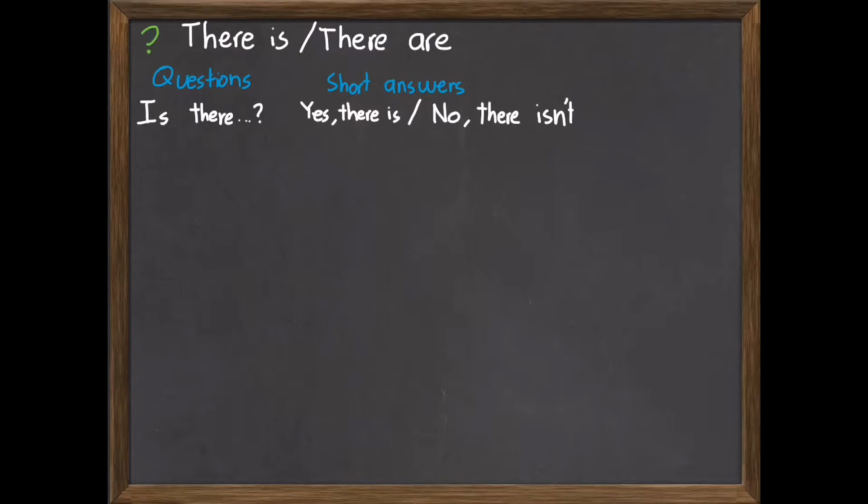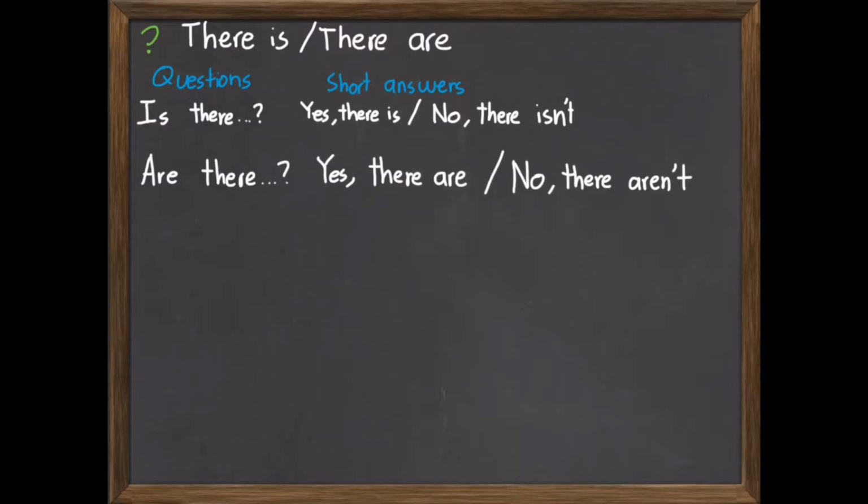Now for plural nouns, we ask, are there? Are there 2 trash cans in the classroom? Are there any children in your family? The short answers could be, yes, there are, or no, there aren't. That's it for the usage of there is and there are in this video.